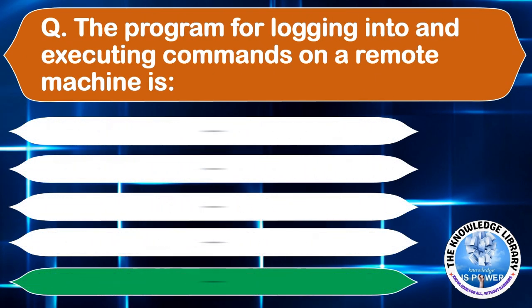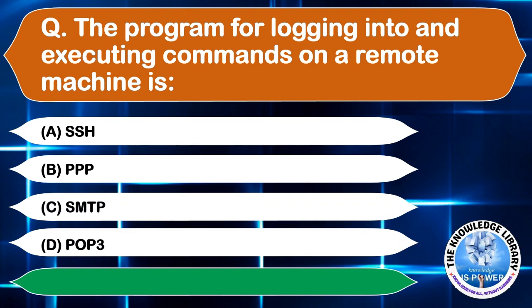The next question is: the program for logging into and executing commands on a remote machine is option A, SSH; option B, PPP; option C, SMTP; option D, POP3. The correct answer is option A, SSH.